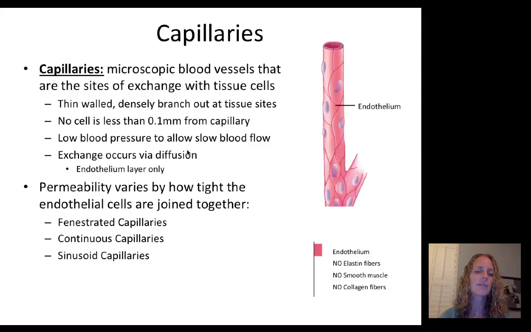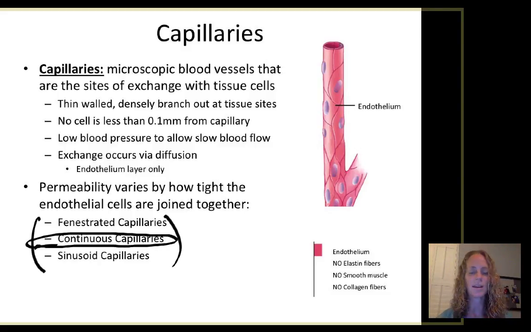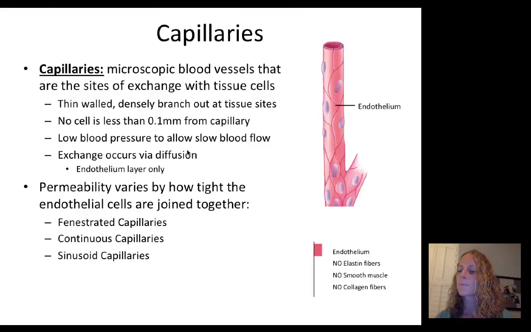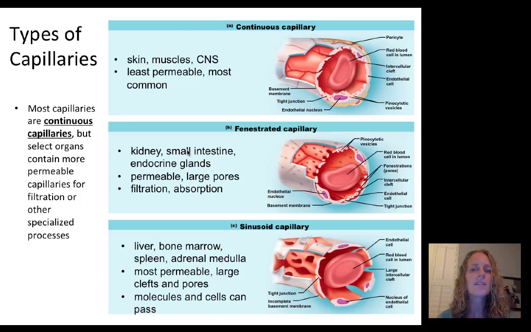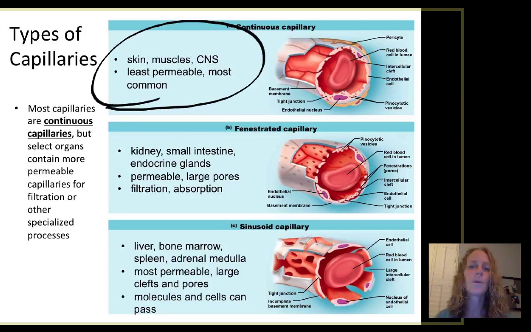Permeability will vary by how tight the endothelial cells are joined together, and there's three main types of capillaries. The most common are the continuous capillaries. Here we have an image of the different types of capillaries. So in general, you can think of the continuous capillaries when you're thinking of a capillary bed. And then in particular tissues, we'll talk about these other exceptions of permeability.